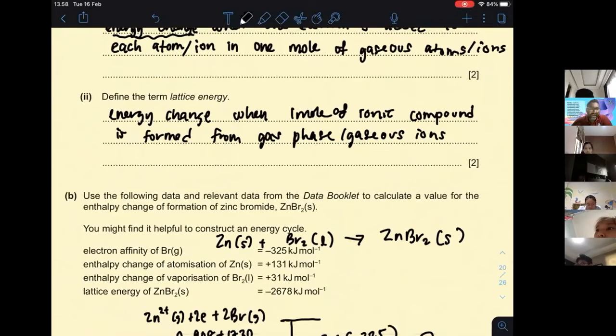Define the term lattice energy. This is also very popular. It is the energy change when 1 mole of ionic compound is formed from the gaseous phase or gaseous ions. That's going to be 2 marks. The 2 marks come from the energy change when 1 mole of ionic compound is formed, so that's 1 mark. Another 1 mark is to tell that it is going to be in gaseous phase ions. So if anything is missing here, you will not get the mark.